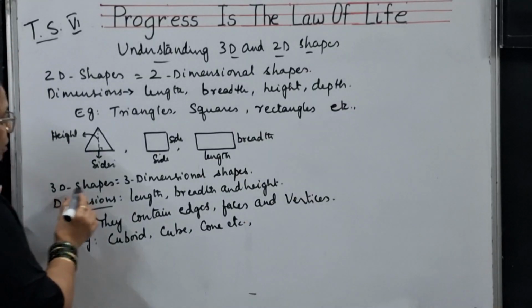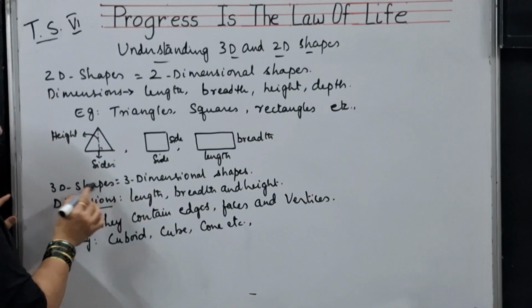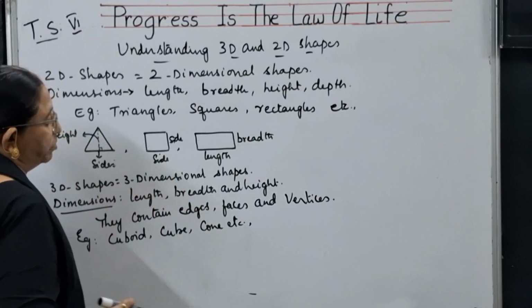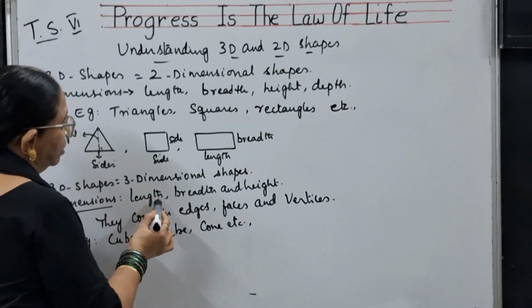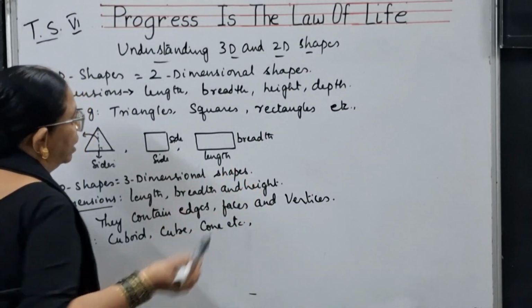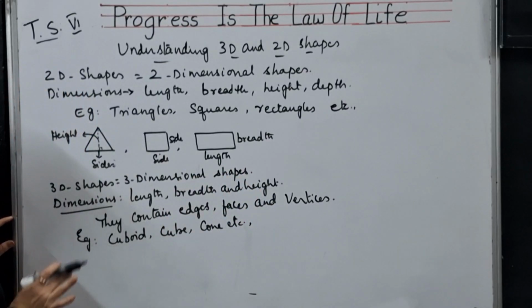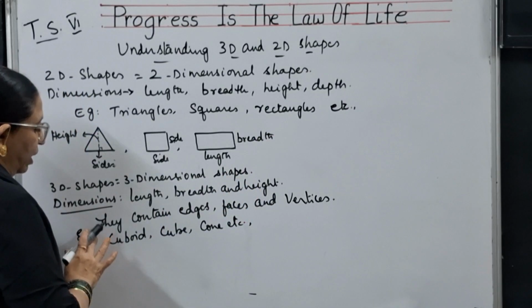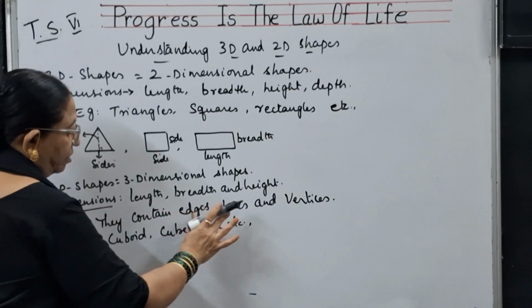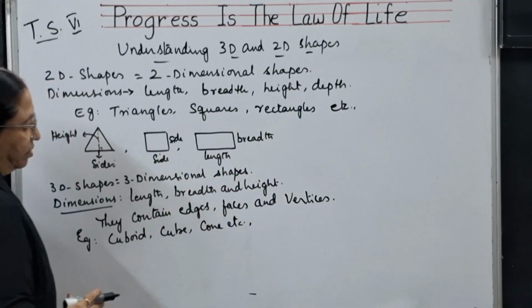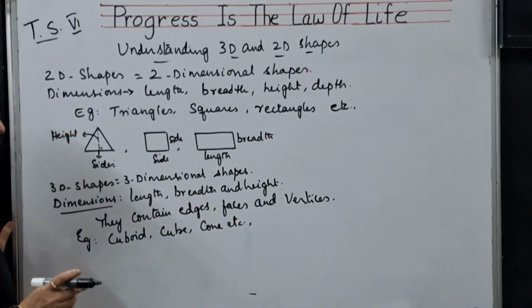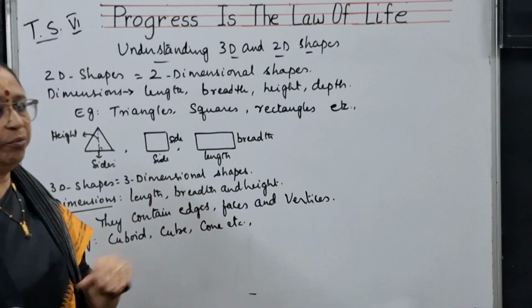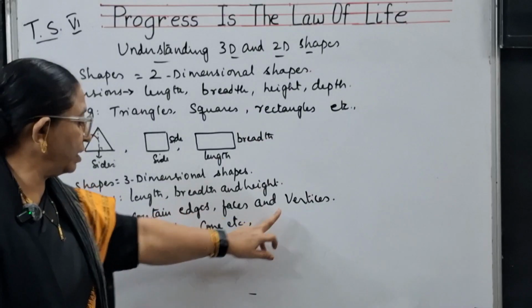Now what are three-dimensional shapes? 3D shapes means three-dimensional shapes. What are the dimensions we'll be having? We'll be having length, breadth and height. So all these 3D shapes will have edges, faces and vertices. All these three you will be seeing, how many faces are there, how many edges are there, how many vertices are there. You can understand with this.